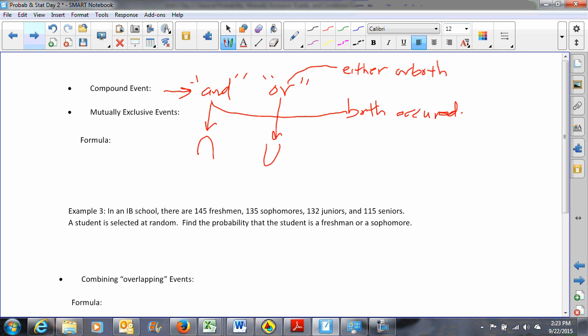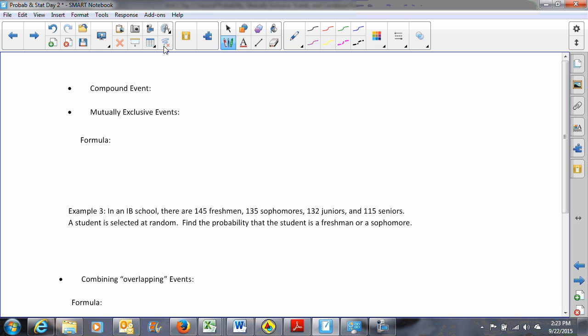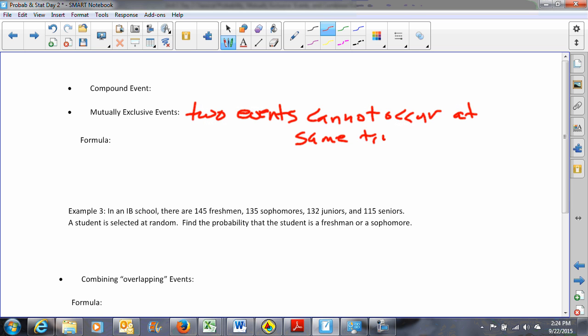Now, mutually exclusive events are events that do not overlap. The easiest way to say that is the 2 events cannot occur at the same time. So if you have events A and B and they're mutually exclusive, you know that if A occurred, B didn't occur. You know that if B occurred, A didn't occur.